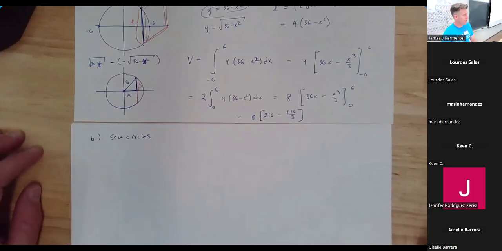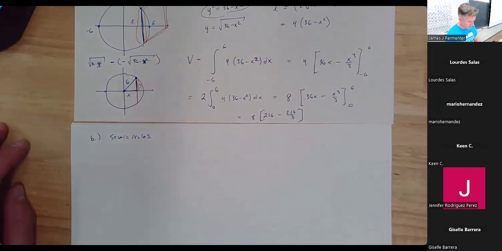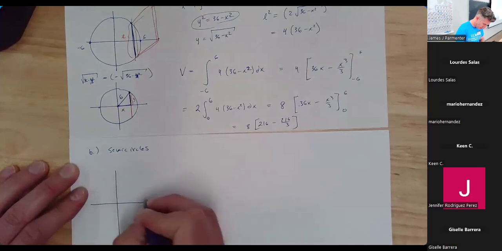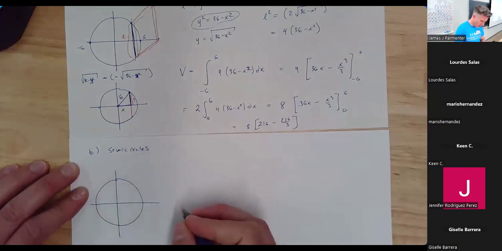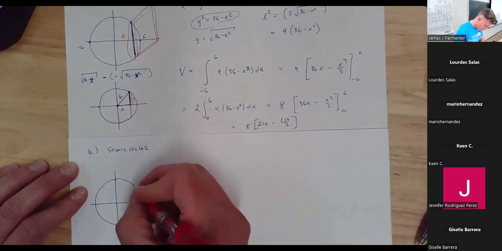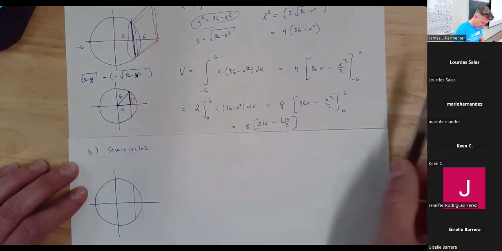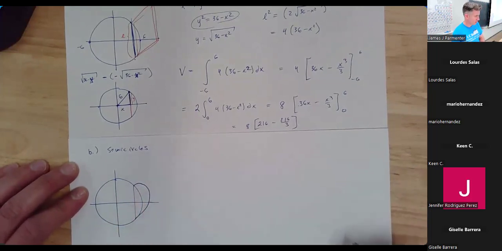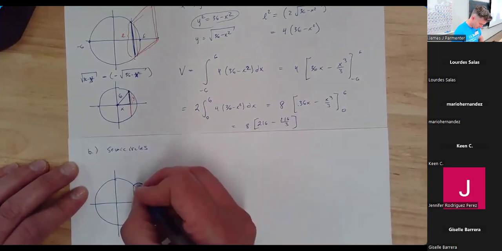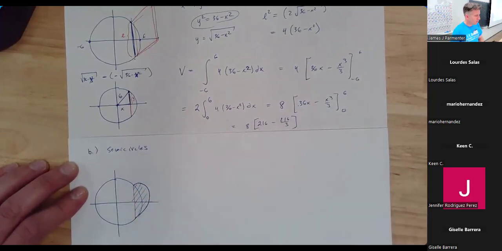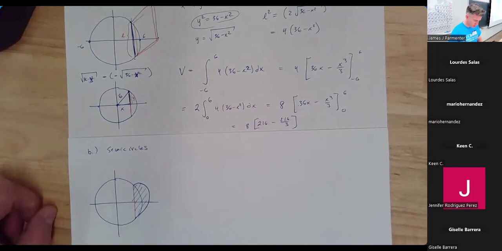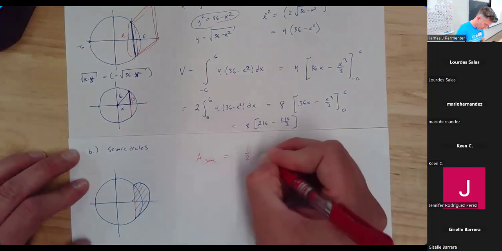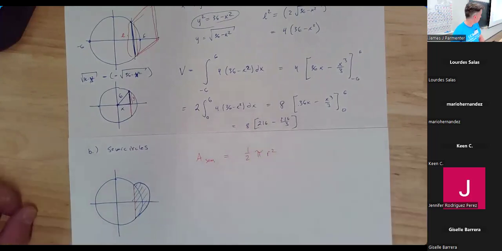So here's the good news. We've done the hard work. So instead of this shape here, we've got the same sort of thing, but now our cross section is a semicircle that's popping out of the circle like that. Well, great. We know the area of a semicircle. The area of a semicircle is 1/2 pi times r squared.